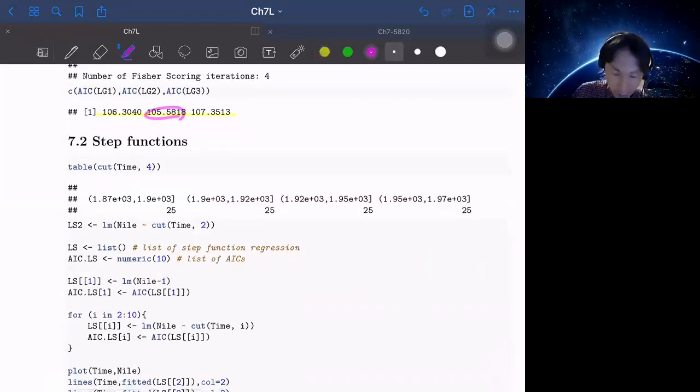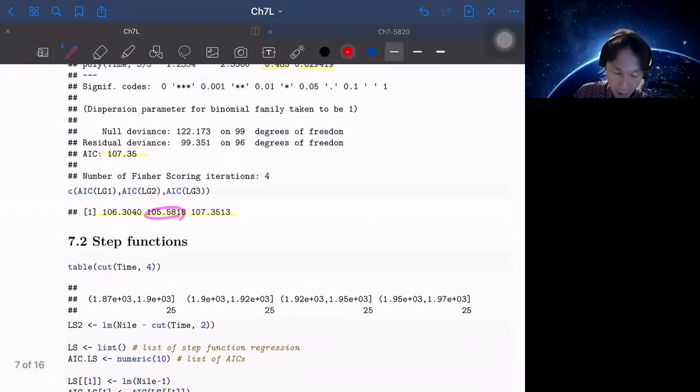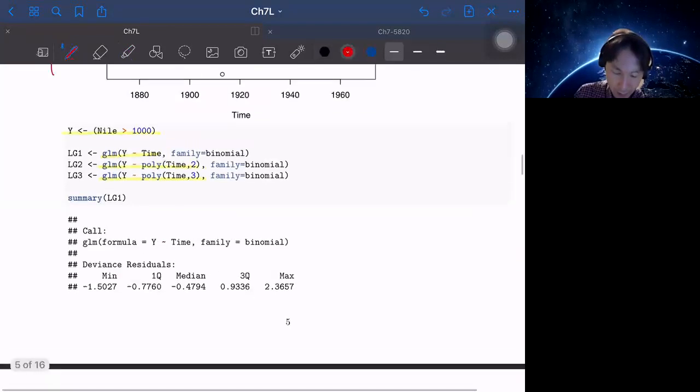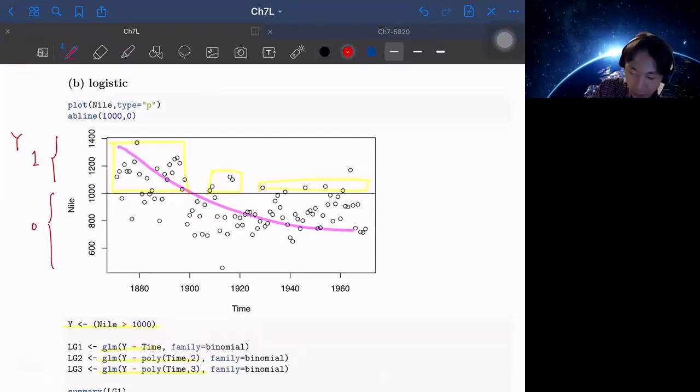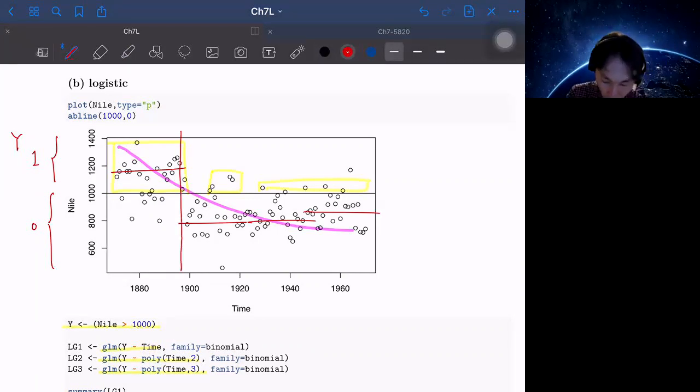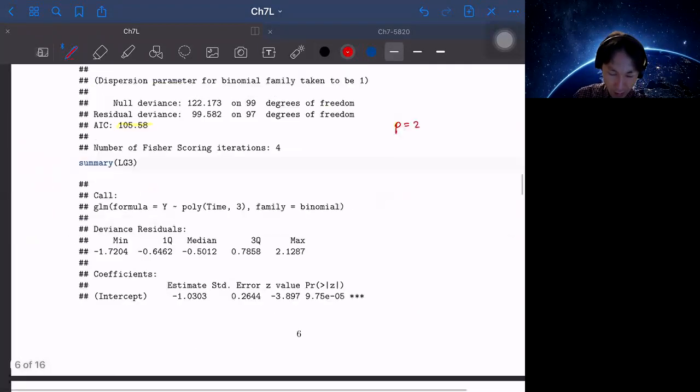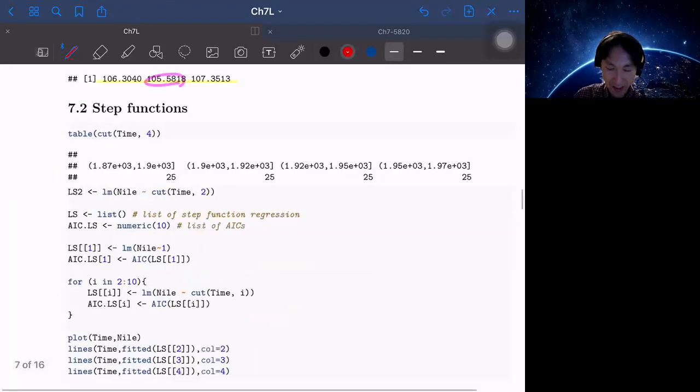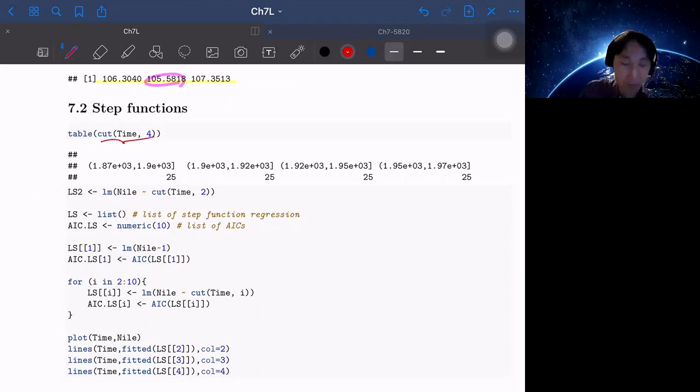Okay, so next one is the step function. We want to fit the step function on the Nile data. So we have data, but we fit maybe this level, this level, this level, and this level or something. And the point is where to put the knot points. So knot points, maybe C1, C2, C3, how to put these knot points. The simplest way is just to cut the data into 4 equal parts. That can be done by this cut function.